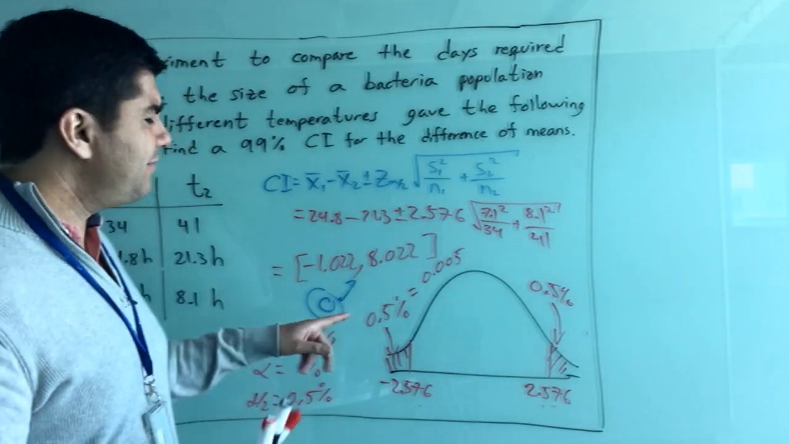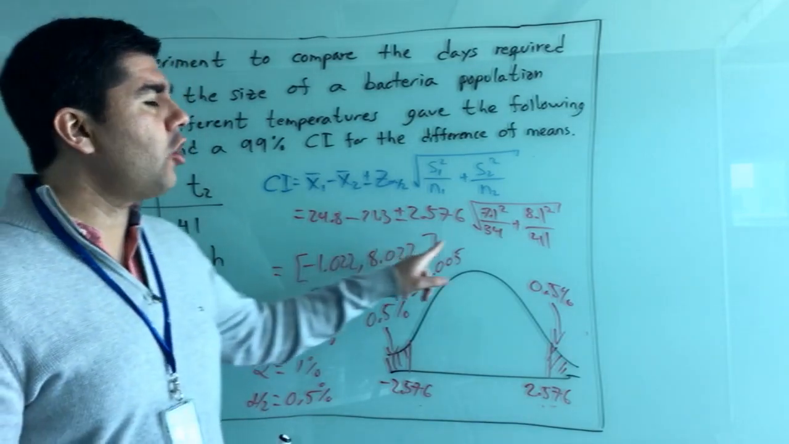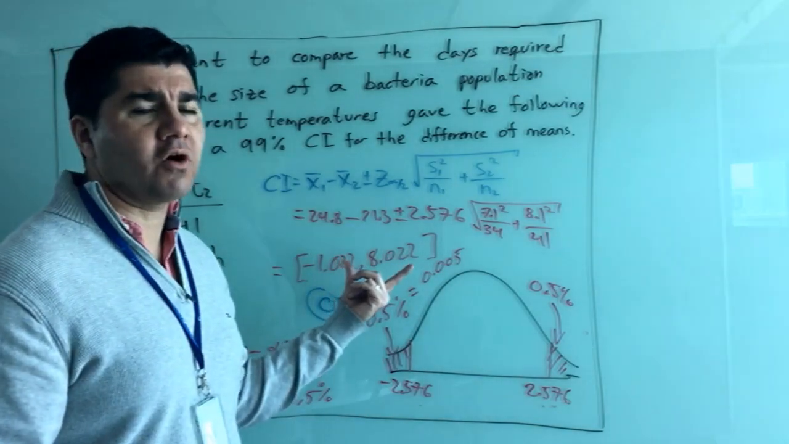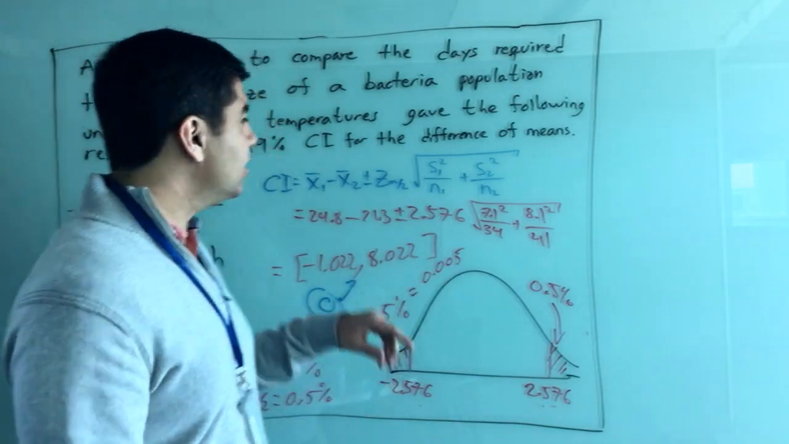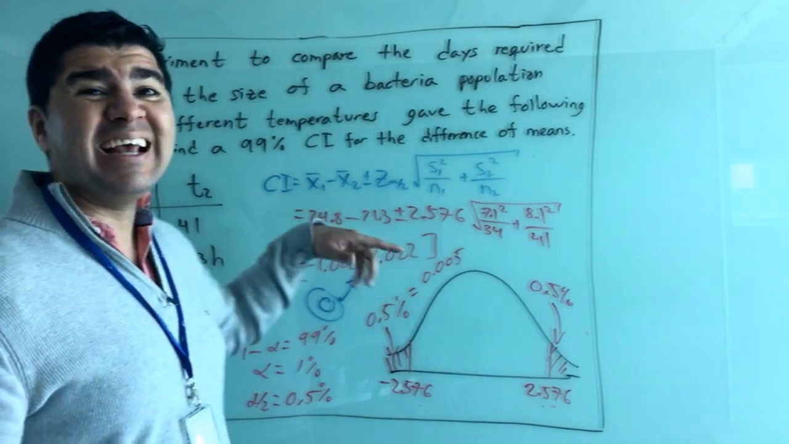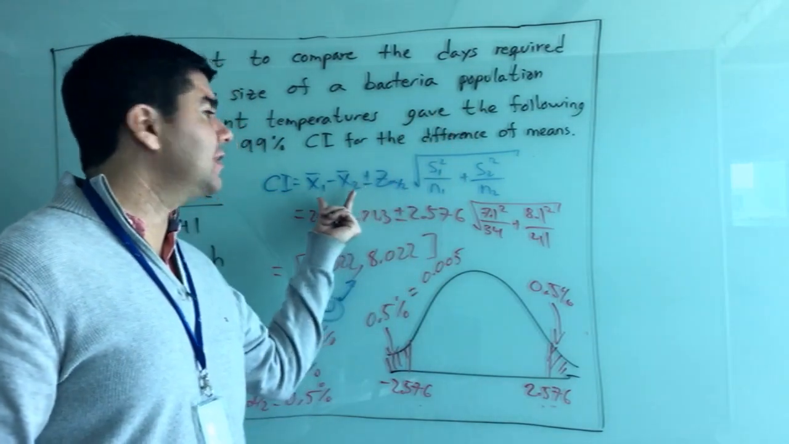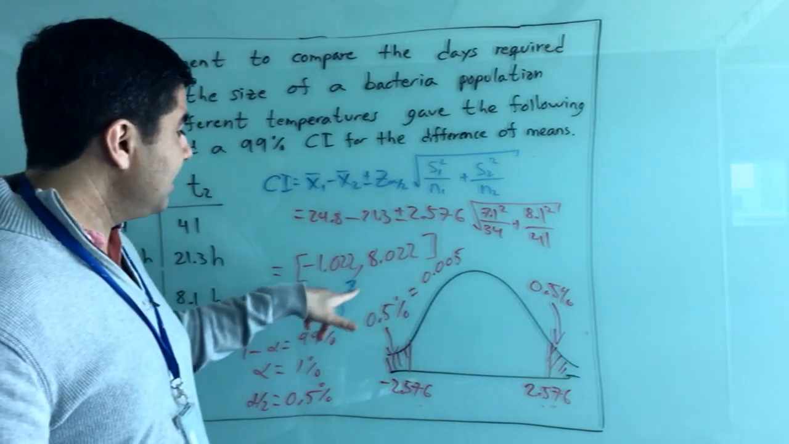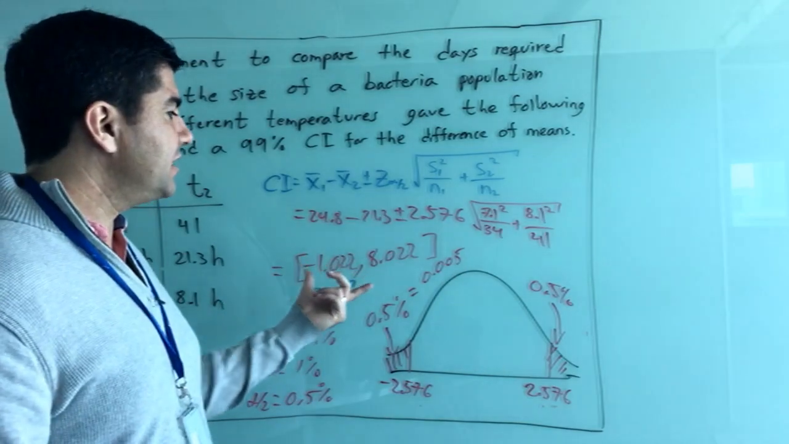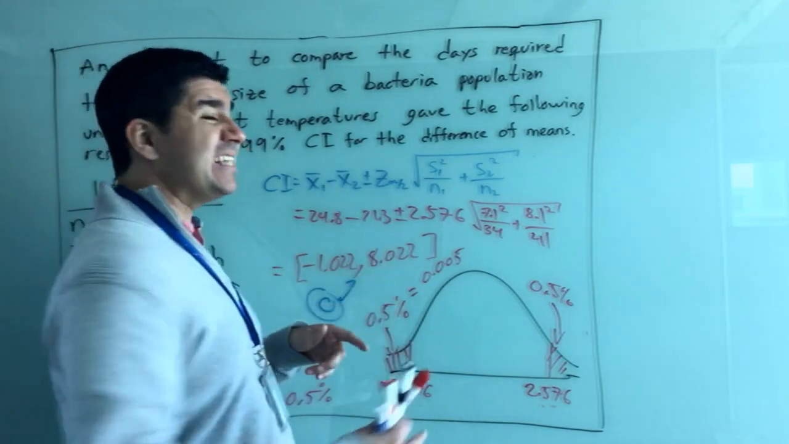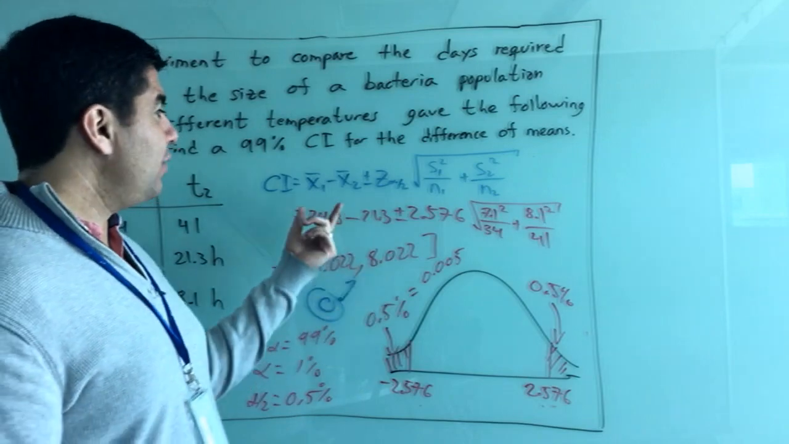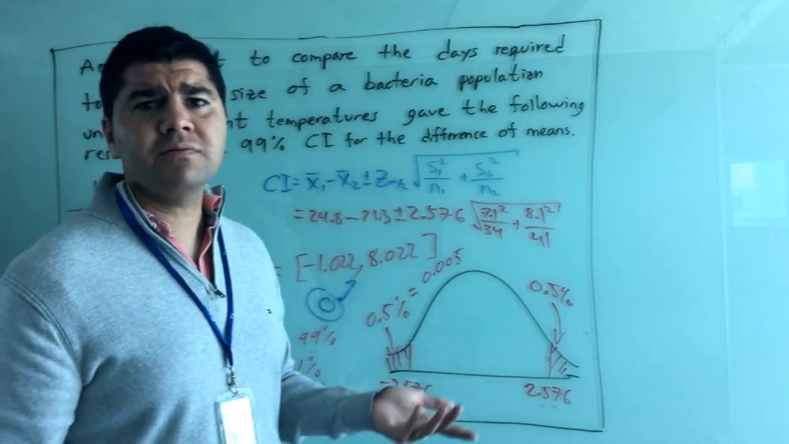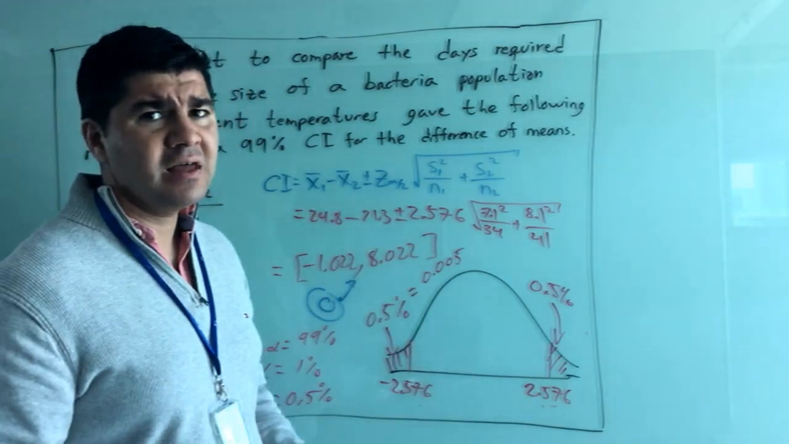What will happen if the 0 was outside of the confidence interval? A confidence interval that is always positive is going to tell us that the first population is larger, because the result of the subtraction is positive. If the 0 is outside of the confidence interval in such a way that this is always negative, then we're going to say that the second population is larger because the result of the subtraction is negative.